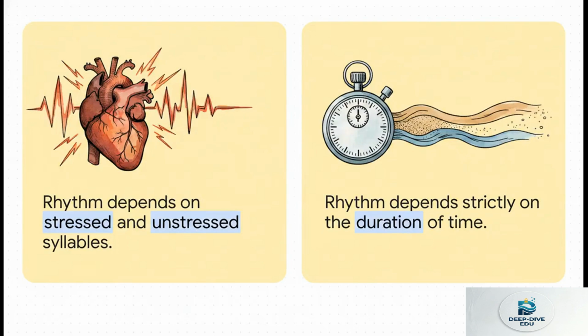In our English system, rhythm is all about stress, literally how hard we hit the syllable. But the Persian system is what we call quantitative. It depends strictly on duration. We're talking about the actual physical length of time it takes your mouth to utter a syllable. You aren't tapping out a beat, you are essentially running a stopwatch.